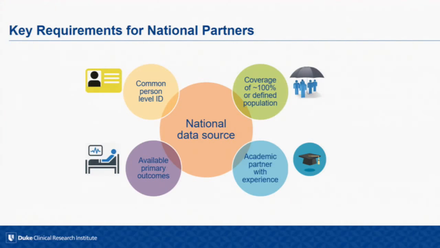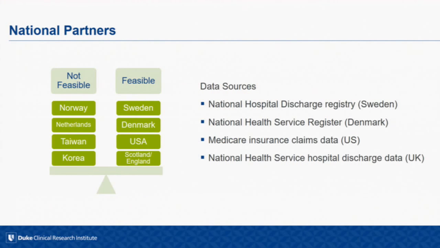So putting all those criteria on balance, we assessed 9 countries, as I mentioned, and we've decided to move forward in 5 countries. And I have them in 4 squares because we are planning to have 4 different national partners. And the main data set that we'll be using in Sweden, Denmark, USA, and Scotland, England, are their hospitalization data sets with contributions from other data sets as well.